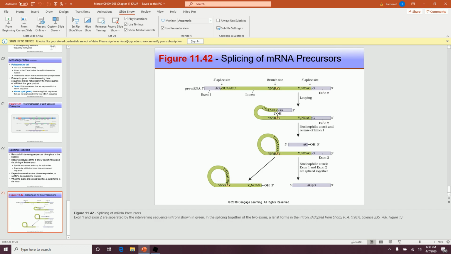So this is all what I wanted to tell you about the process of transcription, and in the next chapter we're going to talk about translation. And if you have any questions, please let me know.